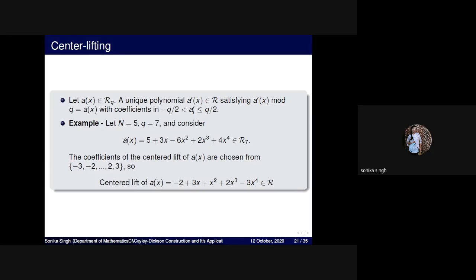This is an example. We can see here the centered lift polynomial of a(x) will be equal to -2 + 3 + x^2 + 2x^3 - 3x^4. We just converted the polynomial coefficients into the range -q/2 to q/2. That is all about center lifting.